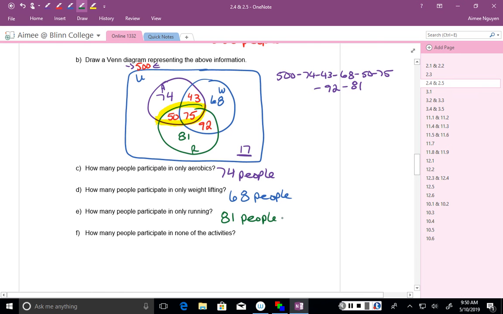And the very last thing that we did was find those 17 people that were inside my universe. So they took my survey, right? But they didn't do any of those three types of exercise, right? And we said that there were 17 people who did not participate in any of those three activities.